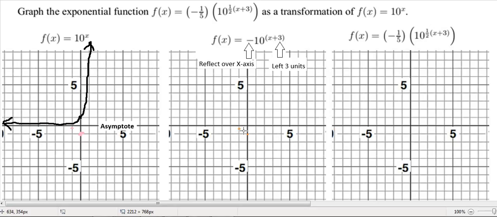And then this dot is going from negative 1 to negative 4, so that'll be negative 4 and 1/10. And then we know when x is -2, it's going to end up down here. Okay, and then the asymptote's still going to be the x-axis.